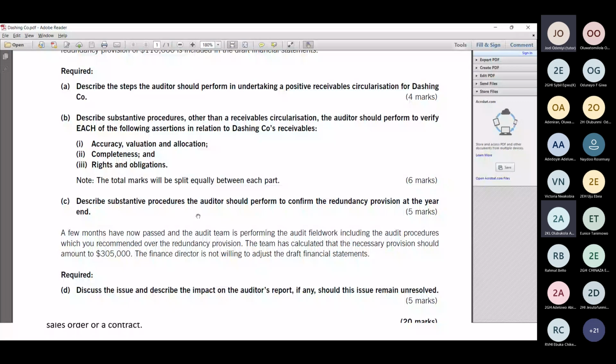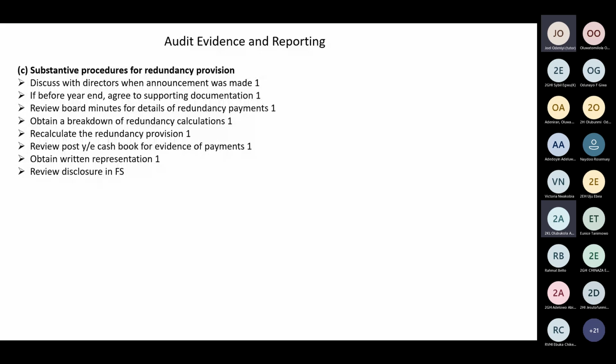The key thing to know is that if the announcement was not made before year end, then you cannot make that redundancy provision. At the most, what you have will just be a contingent liability. Review board minutes for details of redundancy payment. Obtain a breakdown of redundancy calculation, because typically the 110,000 would have been as a result of the addition of different figures together. So you can obtain a breakdown of that redundancy calculation, and you can recalculate the redundancy provision.